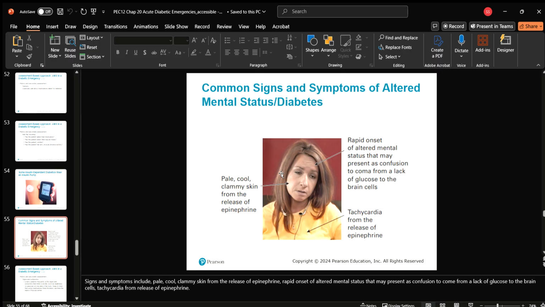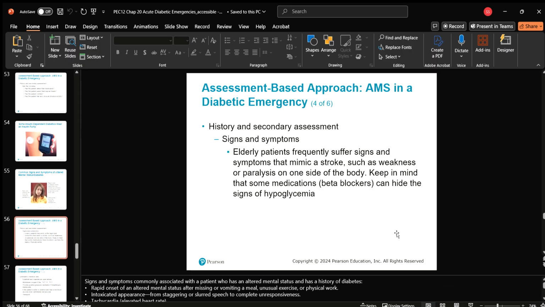Here's a patient that is exhibiting signs and symptoms of, what do you think, hyper or hypo? Why hypo? They're lethargic. She's pale. What's that word called? Pallor. She's exhibiting signs of pallor. Rapid onset. And that tachycardia, what is tachycardia? Rapid heart rate. Because epinephrine is being released. What does epi do? Elevates the heart rate. Because it's going to start stimulating the liver.